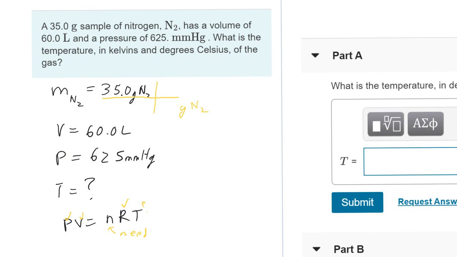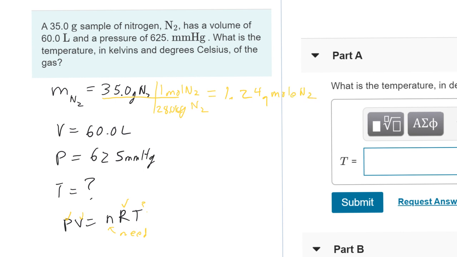So I'm going to need to go to my periodic table. And 14 times 2, I get 28.01 grams of nitrogen per 1 mole of nitrogen. So I'm working with a strange calculator today, so I'm moving a little slow. 1.249 moles of nitrogen. So now I have moles.